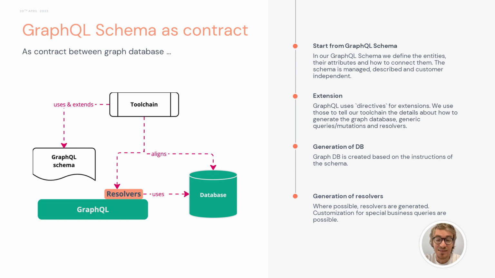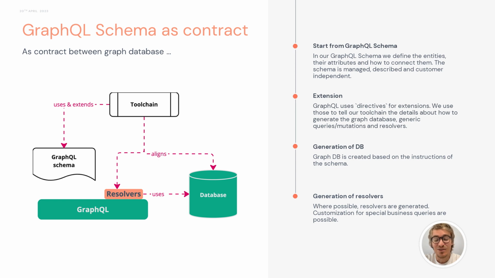And on the graph definition, and on the other hand, we can generate the resolvers which use this database. So at the end, we start from the GraphQL schema, and through our toolchain we are able to use the schema to define the schema of the property graph underneath, and also to generate the resolvers which access the data, as seen before, how it's done in GraphQL.